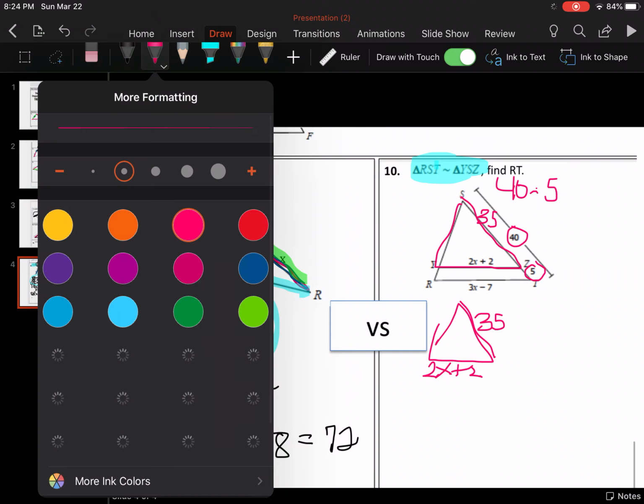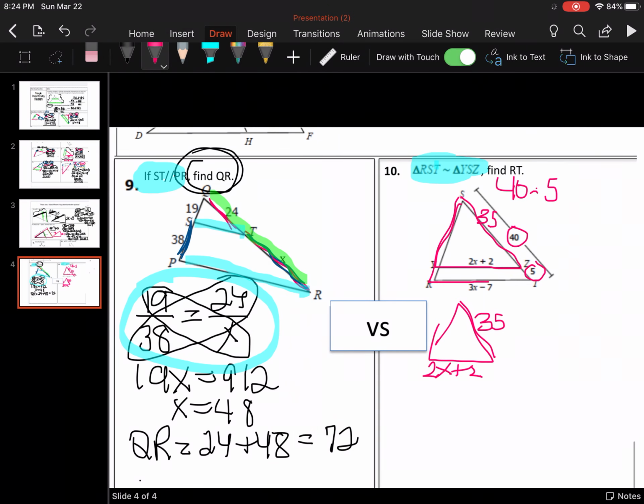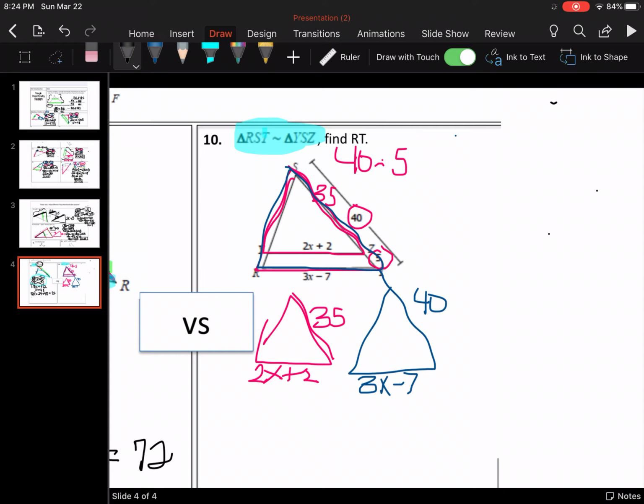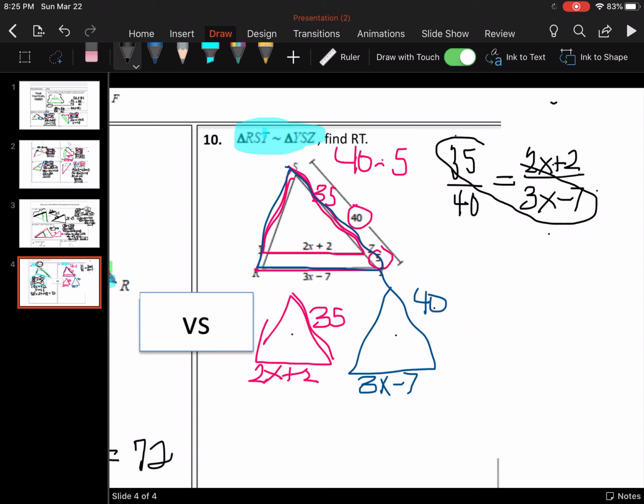All right, and then the big triangle, oh, that was supposed to be blue. So if we have the big triangle, the whole right side is 40 and the bottom is 3x minus 7. So if we're going to set up our proportion, we'll have 35 over 40 because they correspond to each other. So I went from pink to blue, 35 to 40. So now I have to go from pink to blue. So 2x plus 2 over 3x minus 7. What do we do? Cross multiply.